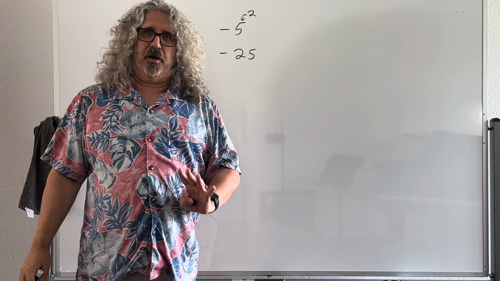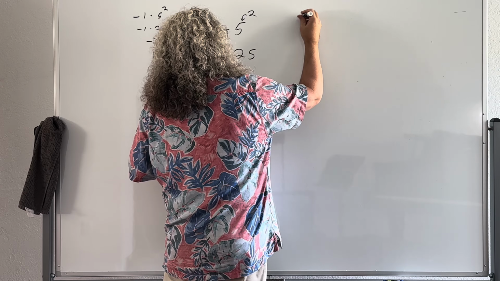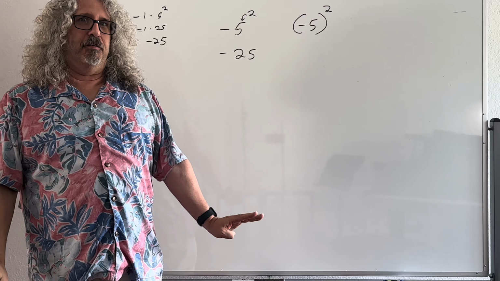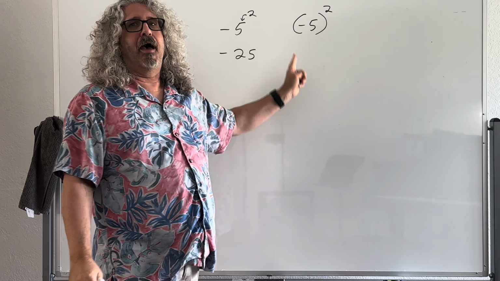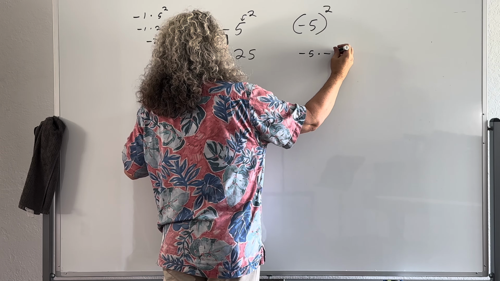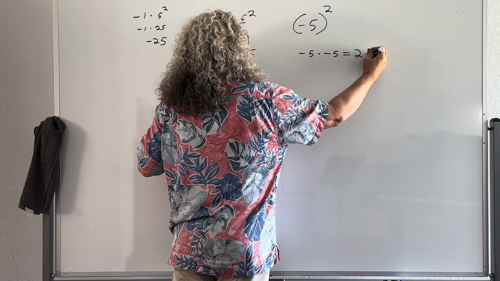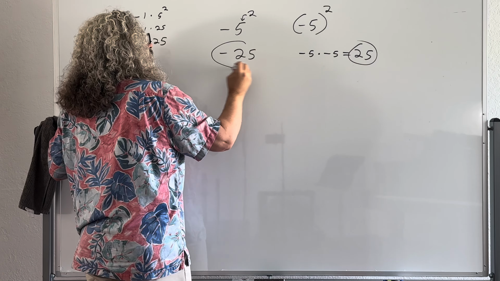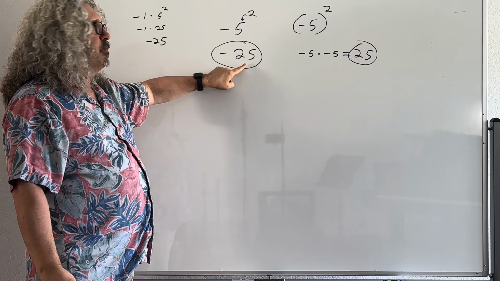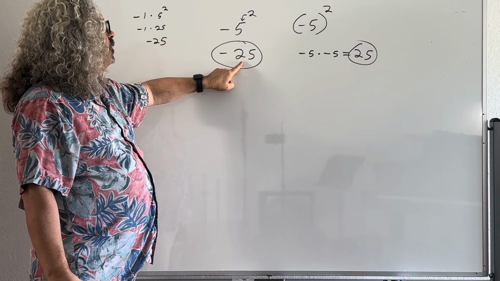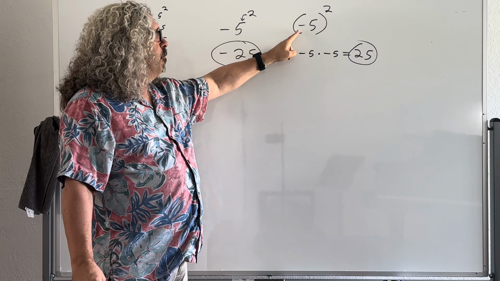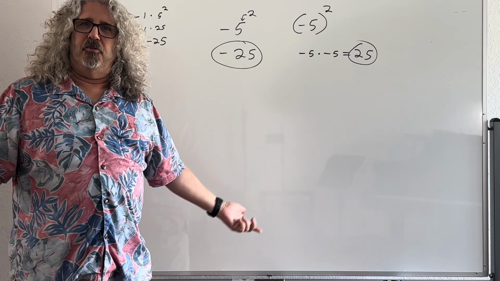Now, here's the trick. Watch this. If I take that same negative 5 and I put it inside of parentheses, now that's a very different problem. The 2 is going to everything now. So this is negative 5 times negative 5, and now you're going to get your positive 25. So in this situation, without the parentheses, you square the 5 but not the negative, and you're going to get the negative 25, right? Because the negative is just going to drop down. And in this case, you're going to square both the negative and the positive, and you're going to get that.